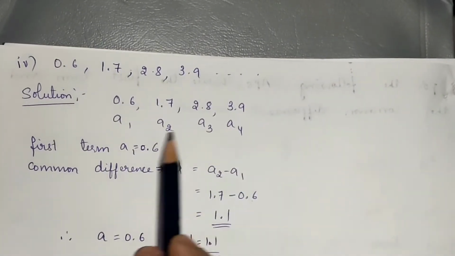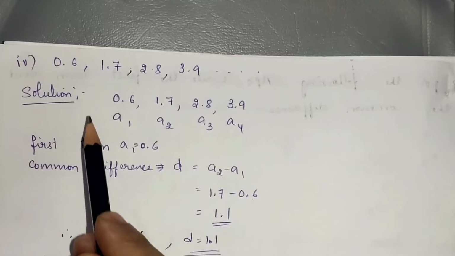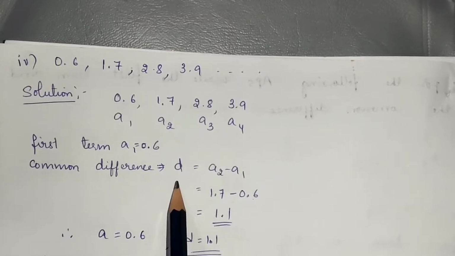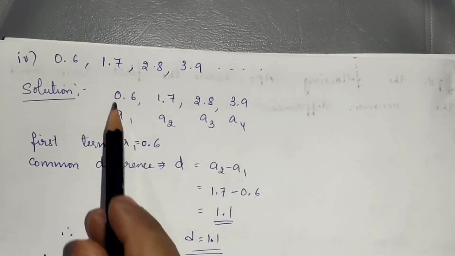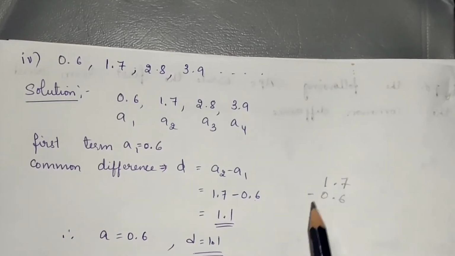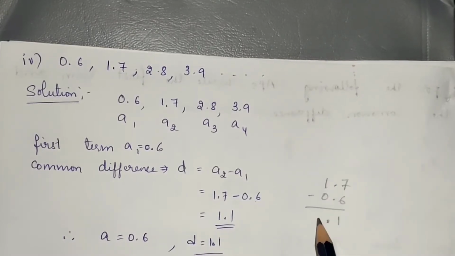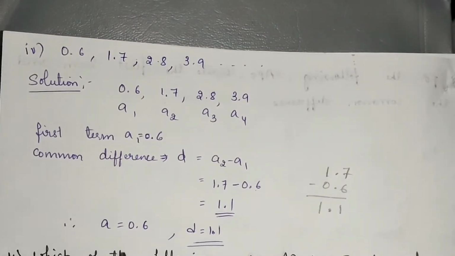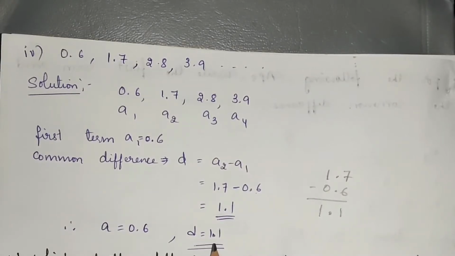The last question in this exercise is 0.6, 1.7, 2.8, 3.9, and so on. Now write the pattern, name it as A1, A2, A3, A4. The first term is 0.6, that is A1 is equal to 0.6. Write common difference as A2 minus A1. Write the second term, that is 1.7 minus 0.6. Here if you subtract 0.6 from 1.7, you'll get 7 minus 6 is 1, 1 minus 0 is 1. Answer is 1.1. Hence, the first term is 0.6 and the common difference is 1.1.